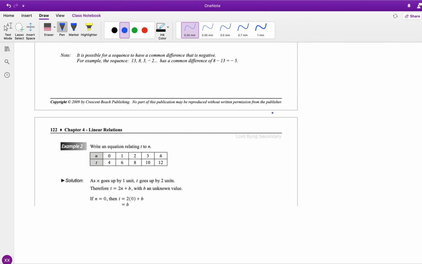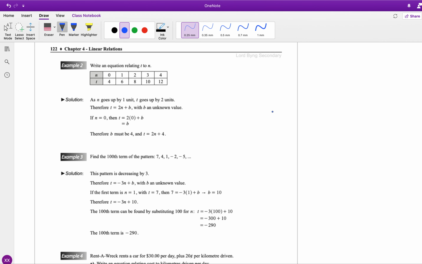Okay, so let's take a look at this one. My pattern is this. From 7, go down to 4. From 4, go down to 1. From 1, go down to -2. So we can see this is decreasing by 3. That means from here to here is subtract 3. So again, it's always decreasing by 3, multiplied by the term.